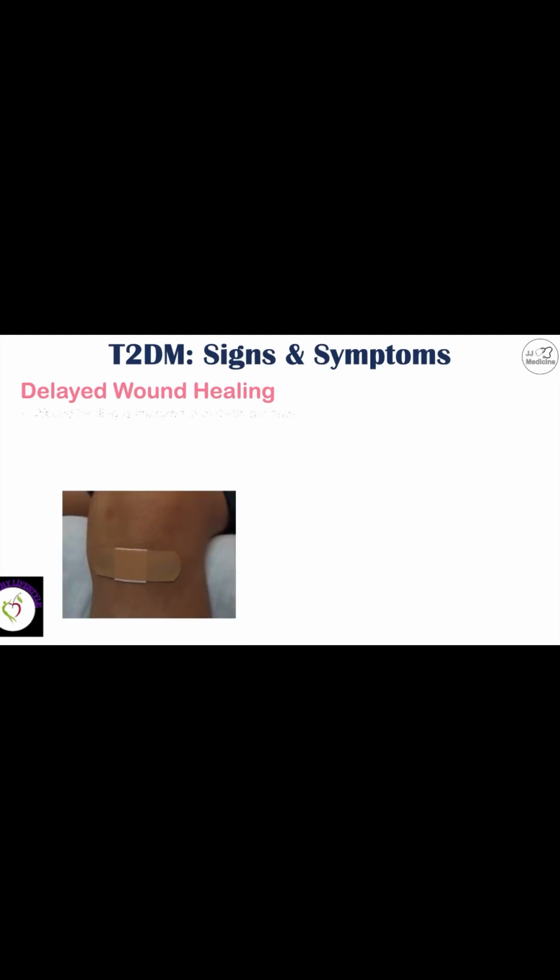Another important finding in type 2 diabetic patients is delayed wound healing. So wound healing is impaired in diabetic patients due to poor circulation that may develop during diabetes disease progression. So the circulation, especially in places farthest away from the heart, is going to be affected first. So that's going to include the toes and the feet. So we're going to see that if there's any wounds in the toes or the feet, they're going to be more difficult to heal because there's going to be poor blood flow to those areas.